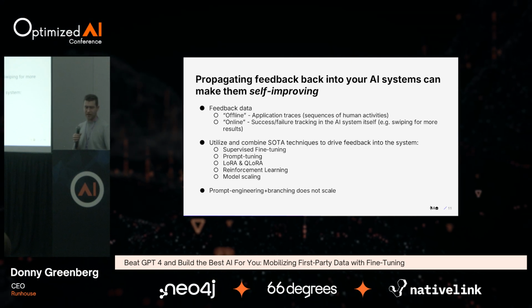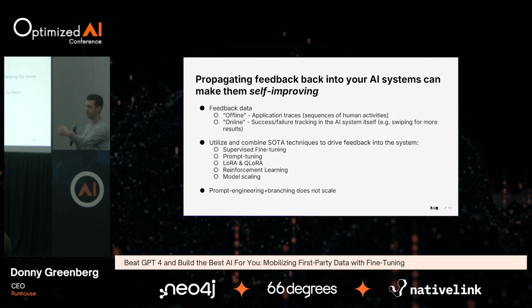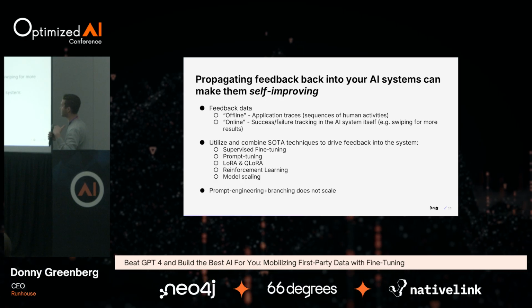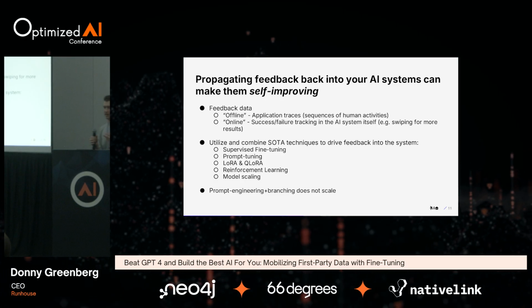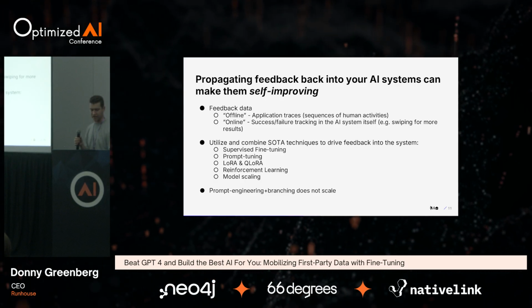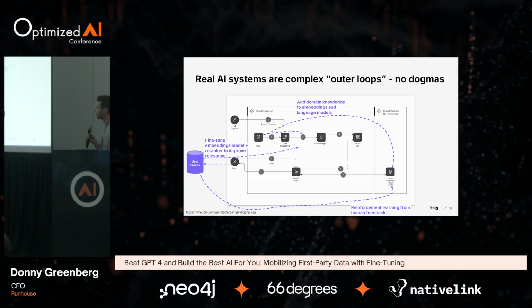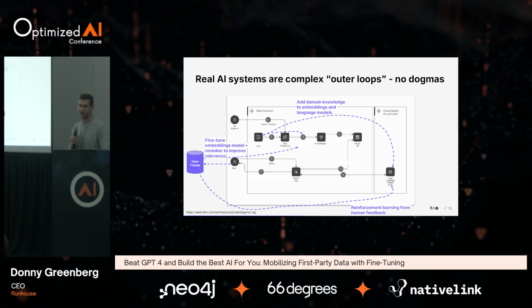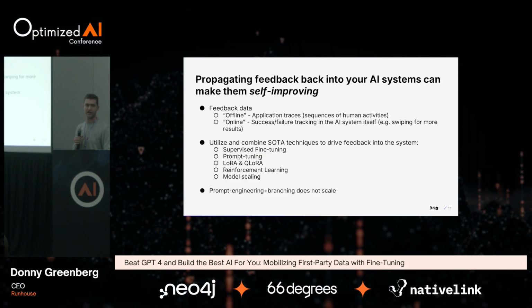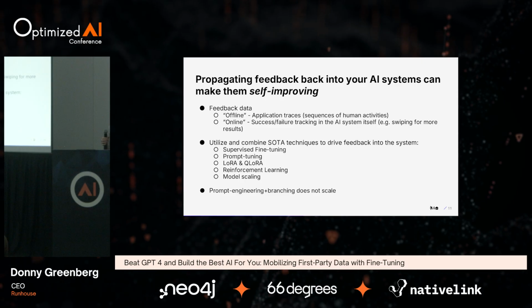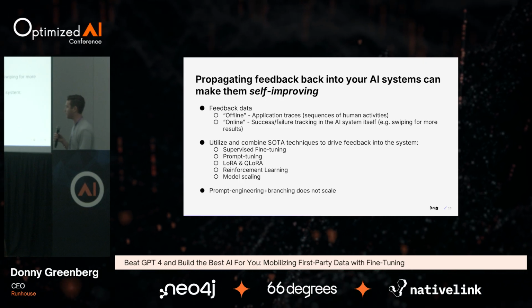So the lesson about fine-tuning specifically is that it takes a degree of creativity when you're looking down at a system like this to identify the offline data that you can use to propagate into the system, or the online data loops that you could propagate back into the system.